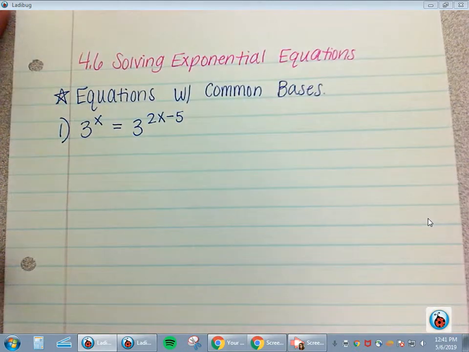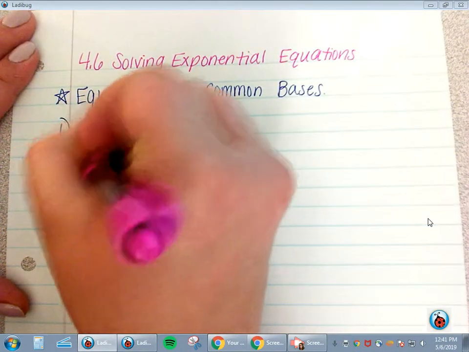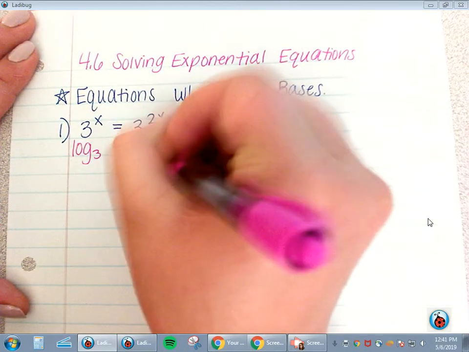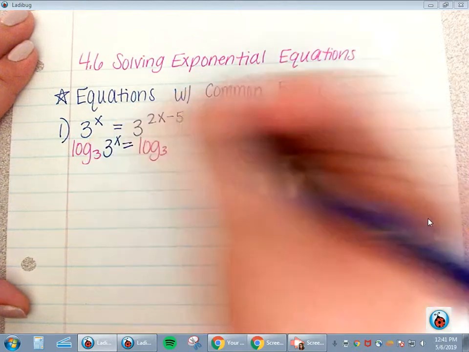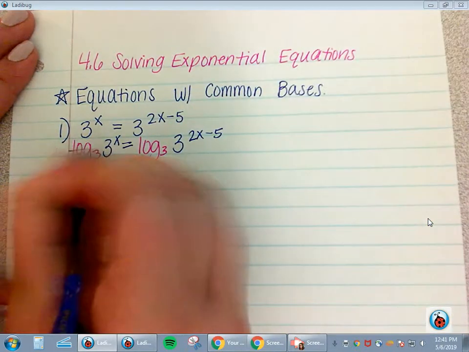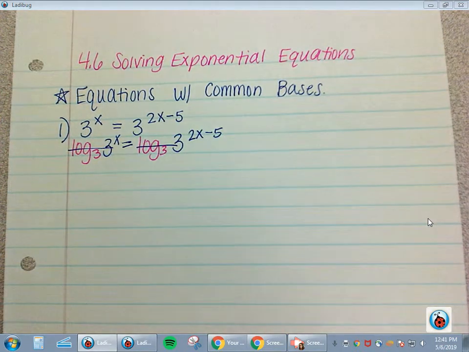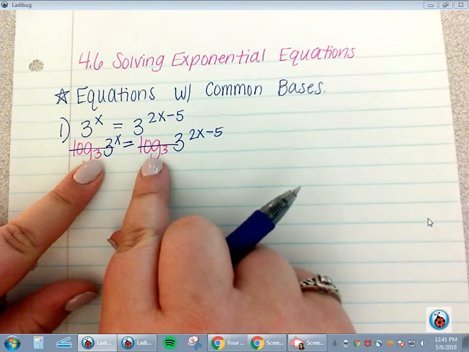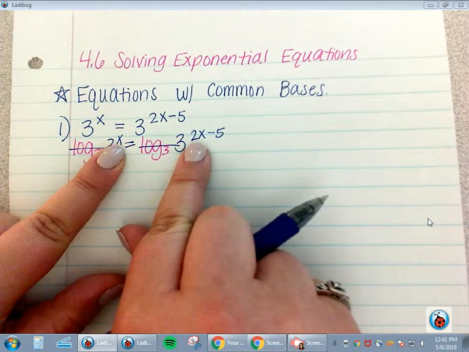And normally when we try to get rid of an exponent, we do the log of that base on both sides. If we did that, we'd have log base 3 of 3 to the x equals log base 3 of 3 to the 2x minus 5, and then those logs would cancel. So what I'm getting to is that if we have a common base and we log both sides, those would just go away. So I'm going to end up having the exponent equals the exponent.